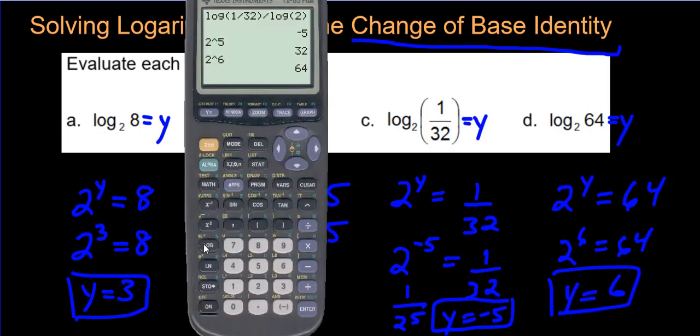Using the change of base identity and your calculator, you know what to do. Log 64 divided by log 2 equals, and as you would have guessed, we got 6.